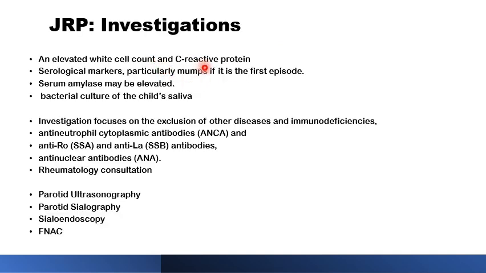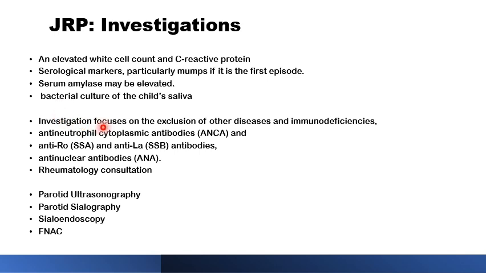The preliminary basic investigations in cases of juvenile recurrent parotitis would include a blood picture, which would show an elevated white cell count and an elevated C-reactive protein, reflecting the inflammatory nature of the condition. Serological markers may be particularly useful in the first episode to exclude mumps. Serum amylase may be elevated due to the inflammatory nature of the condition on the salivary tissue. And if mucopus could be expressed from the parotid papilla, then a culture could also be useful.